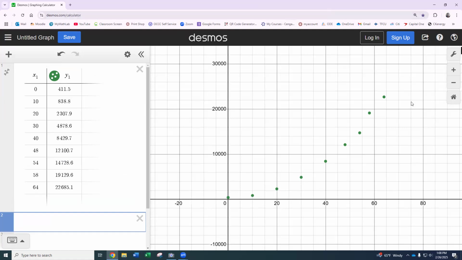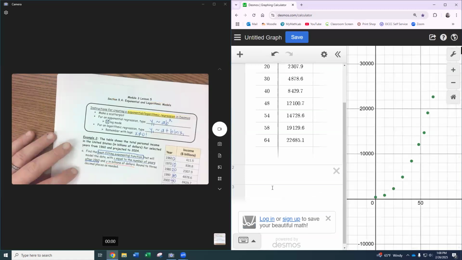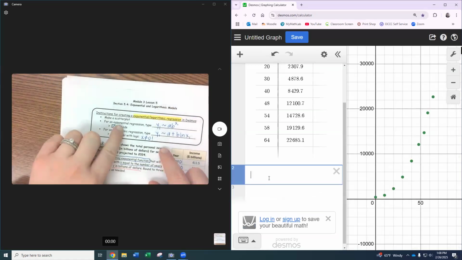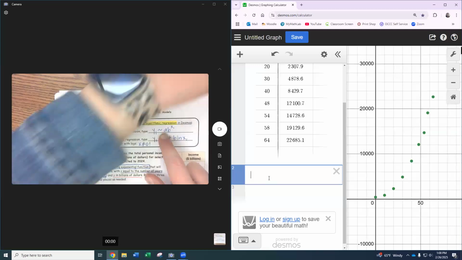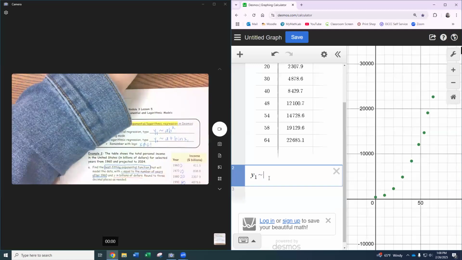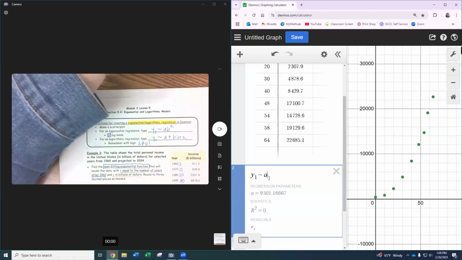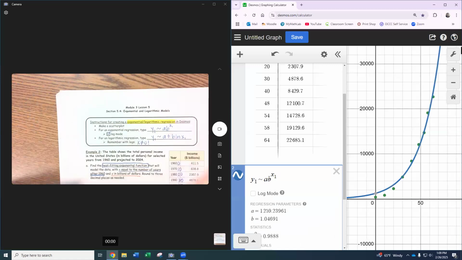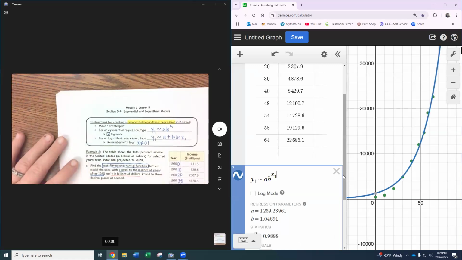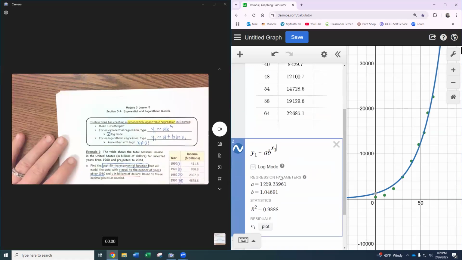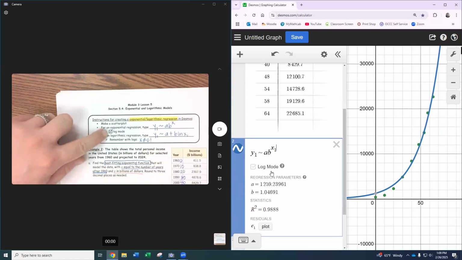So now that I have that, I'm going to go into this next line because it says exponential. I'm going to type in this regression right here: y sub 1 tilde a b to the x sub 1 power. Now you can see here, it has this box for log mode. You do have to make sure it is checked. You can see these numbers here, and it's going to change them quite dramatically, especially A, when we change it.